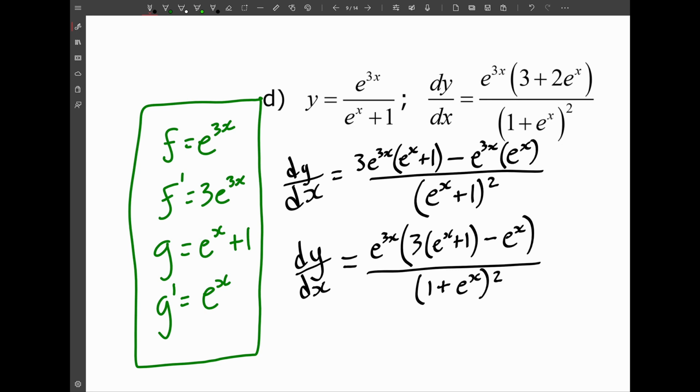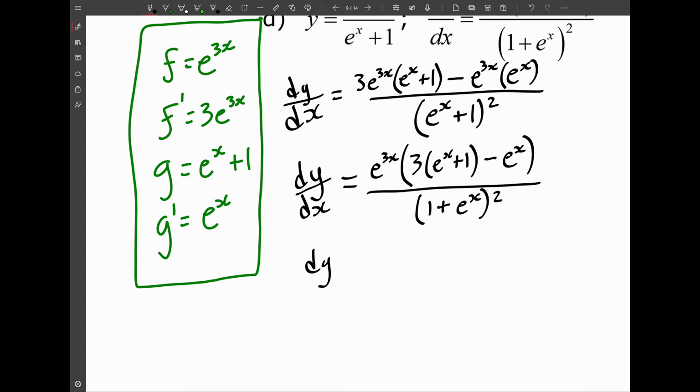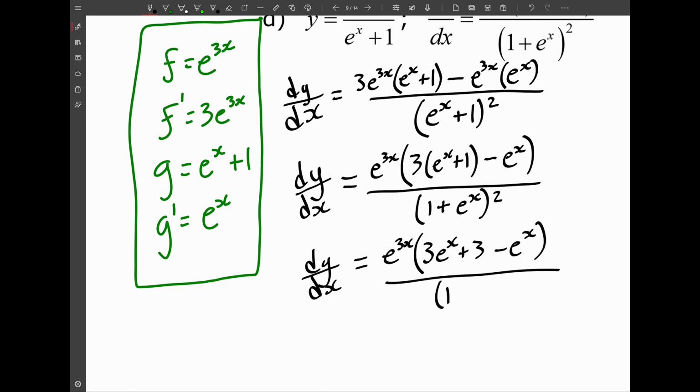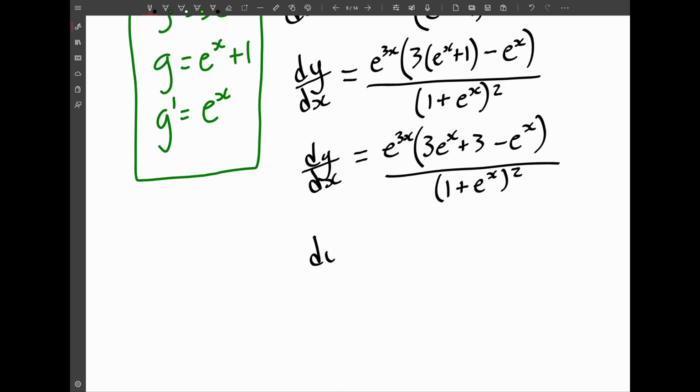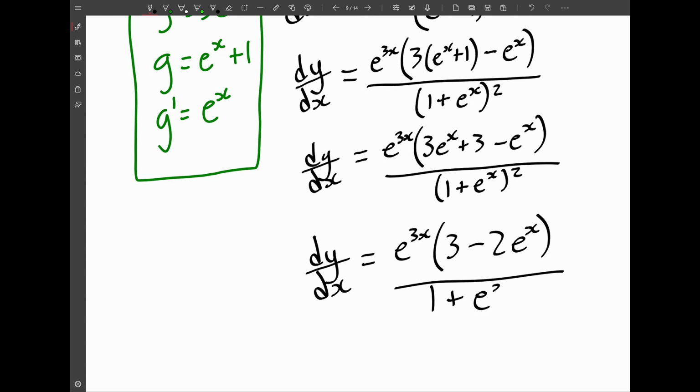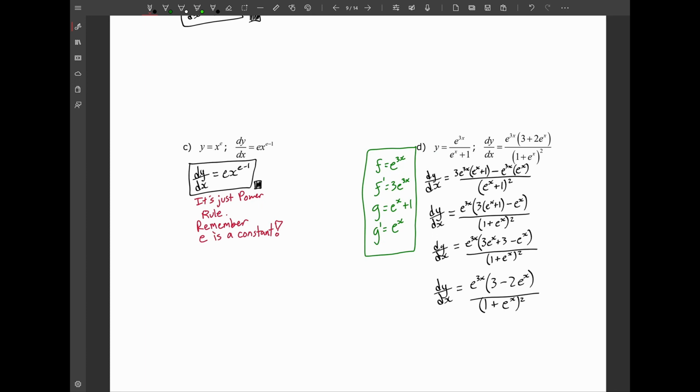We just need to simplify the numerator now. This is going to be e to the 3x. We're going to expand 3e to the x plus 3 minus e to the x. Hey, look at that. That's convenient. 3e to the x minus e to the x, we can simplify that. That's not hard. This is going to be e to the 3x, and then it's just going to be 3 minus 2e to the x, all over 1 plus e to the x, squared. And that's it. We're done. We did it.